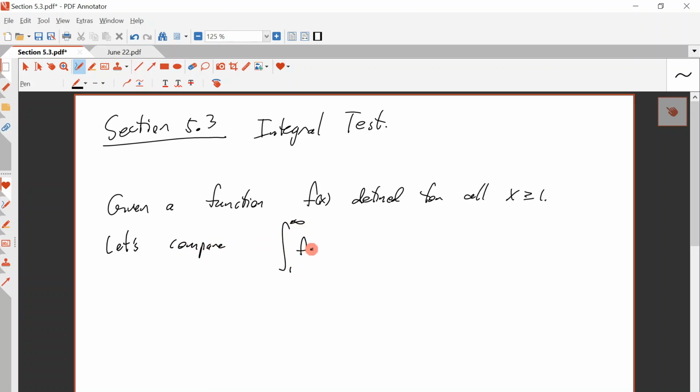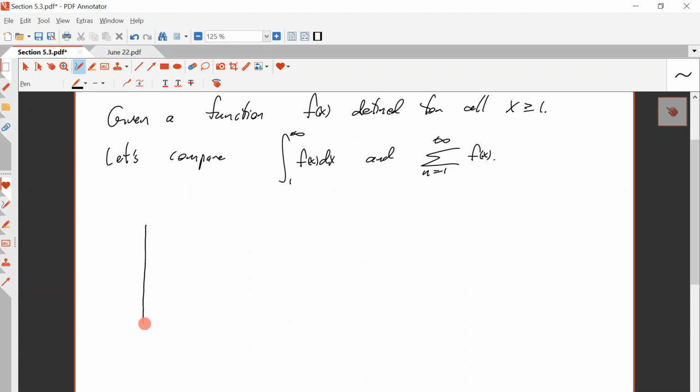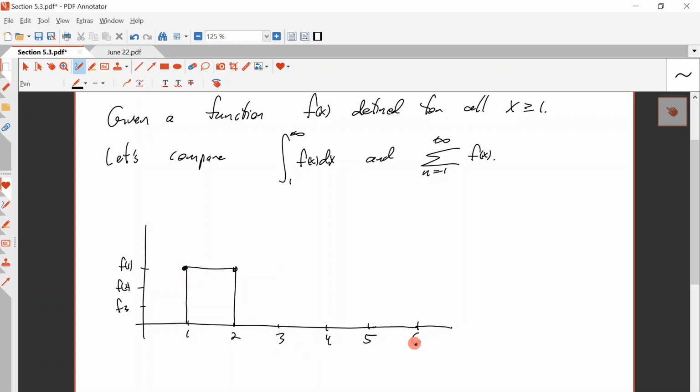the integral from 1 to infinity f(x) and the sum n equals 1 to infinity f(n). Okay, well, the sum looks like this. So here would be, say, f of 1, f of 2, f of 3. So if f of 1 is up here, right, then this area is f of 1. And this area here would be f of 2, height f of 2, width 1. And then this area here would be f of 3, f of 4, so on and so forth, like this.